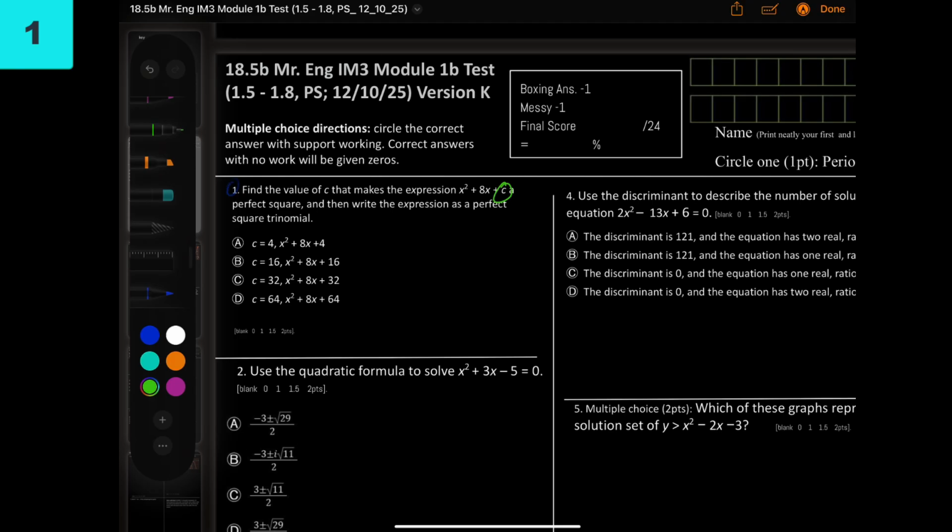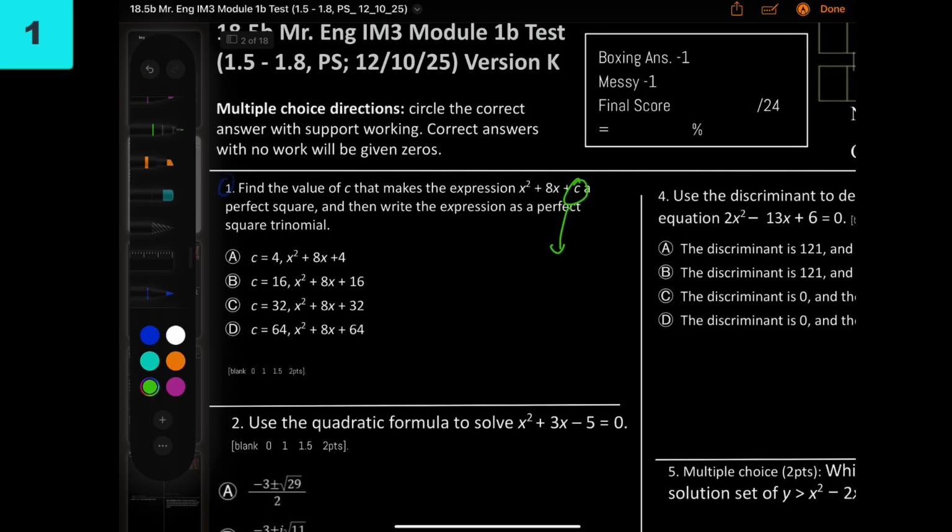So that formula is just b over 2 squared. And my b value is 8. So I have 8 divided by 2 squared, so that'll be 4, and then that'll be 16. So my c value is 16, and that'll be choice B.